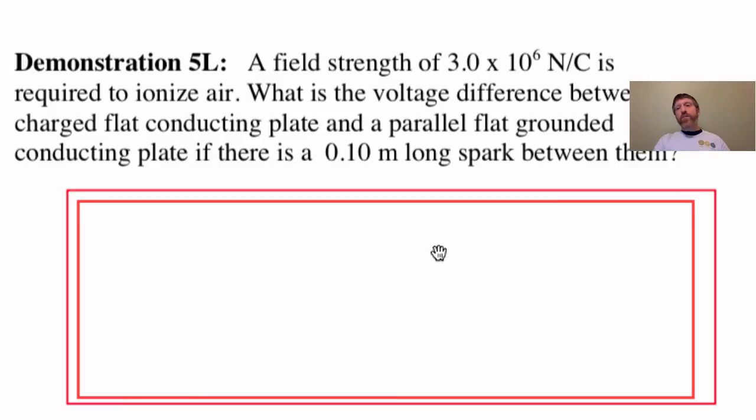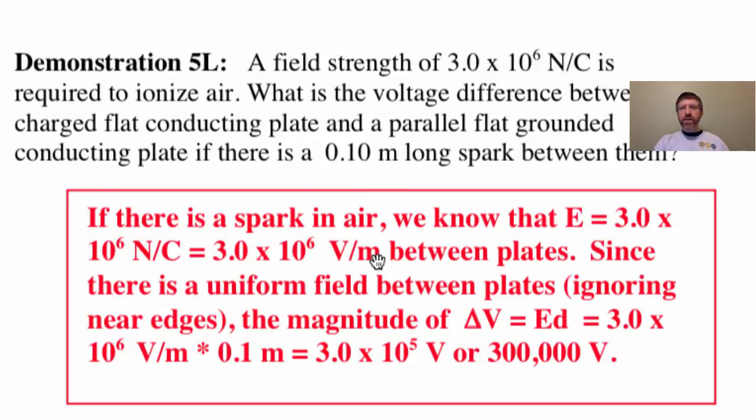Here's another example. A field strength of about 3 million newtons per coulomb is required to ionize air. What is the voltage difference between a charged flat conducting plate and a parallel flat grounded plate if there is a 0.1 meter long spark between them? Well, hint, we know the field strength. We know the distance between the plates. It's pretty easy to figure it out.